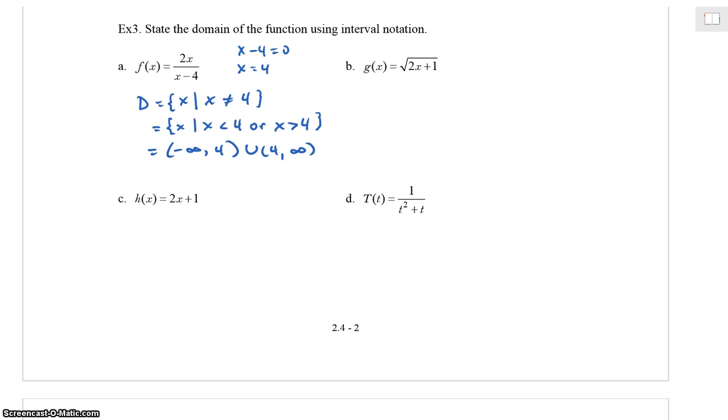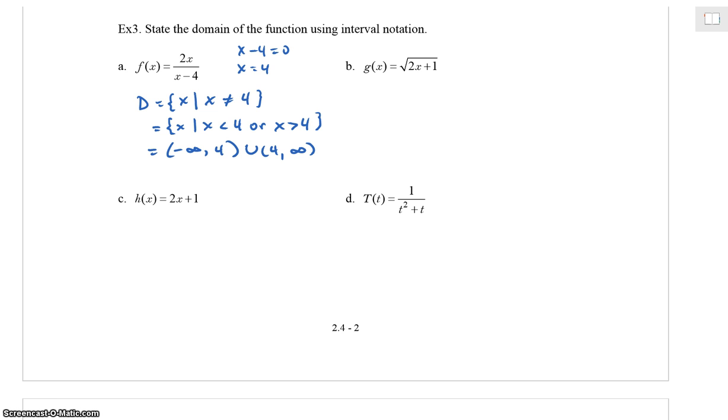We continue with section 2.4, example 3, part B. The next function whose domain we want to find is g of x equals the square root of 2x plus 1. Here the issue is avoiding negative numbers under the square root. Negative numbers under a square root are not real numbers. They are so-called imaginary numbers.